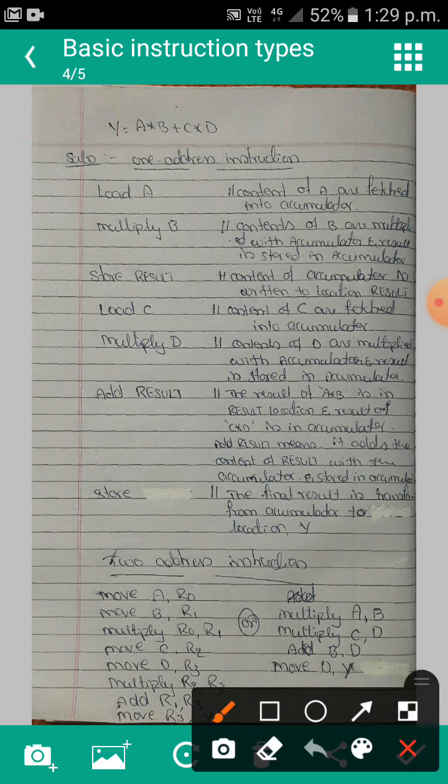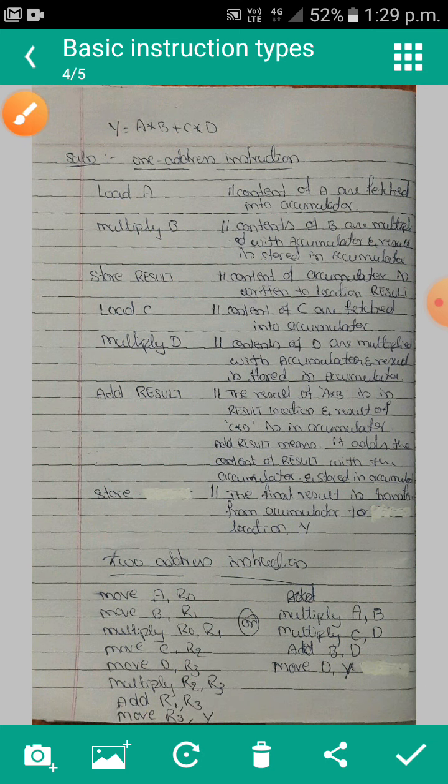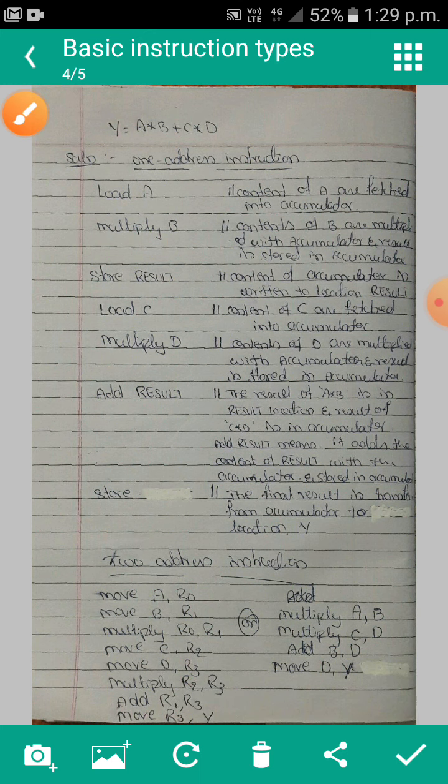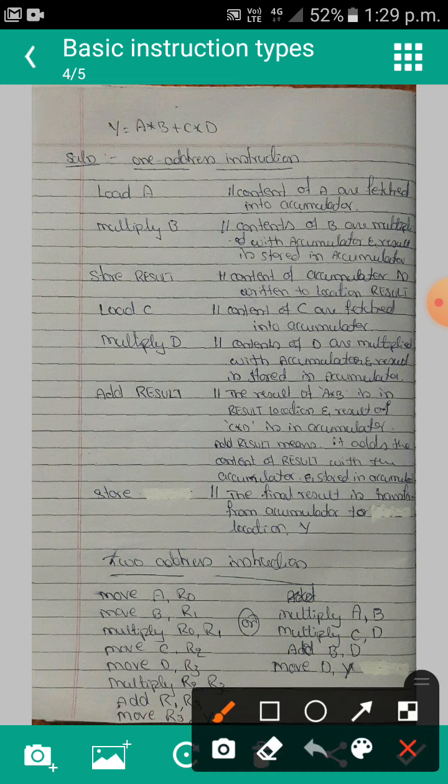It adds the values of R1 and R3. The result is stored in R3, and from R3 we move the value to Y. So finally we are storing it in the Y variable, the Y memory location. So move that value from R3 to Y. This is using registers. In some machines we can directly multiply from the memory location itself.